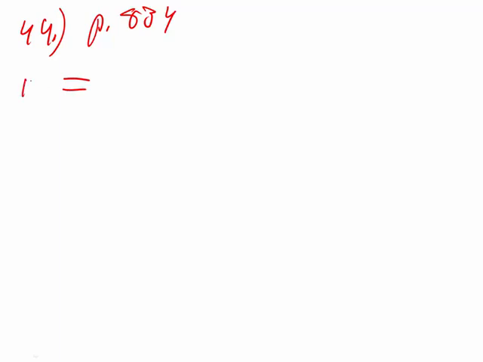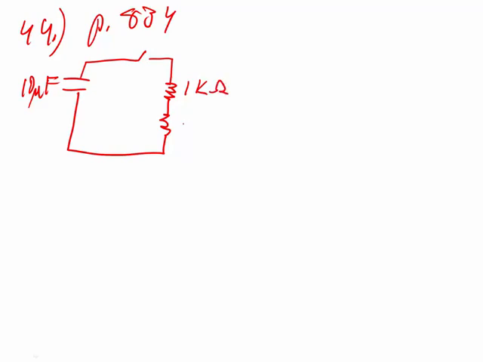We've got a 10 microfarad capacitor right here, and then we come up here and we've got a switch, and then we come down and we've got a resistor here, and then a resistor here, and then we come back around like that. And we've got a 1 kilo ohm and a 1 kilo ohm resistor, and those are in series. Now it says, what is the time constant for the discharge of the capacitor?